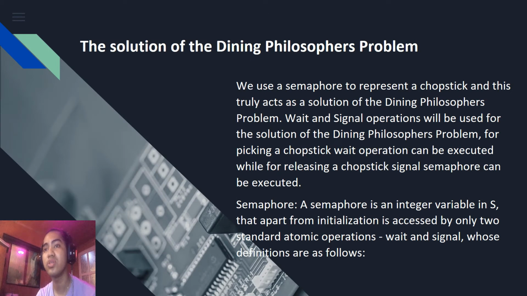The solution of the dining philosopher's problem. We use a semaphore to represent a chopstick, and this truly acts as a solution of the dining philosopher's problem. Wait and signal operations will be used for the solution. For picking a chopstick, the wait operation can be executed, while for releasing a chopstick, the signal operation can be executed. What is a semaphore? A semaphore is an integer variable S that, apart from initialization, is accessed by only two standard atomic operations, wait and signal, whose definitions are as follows.